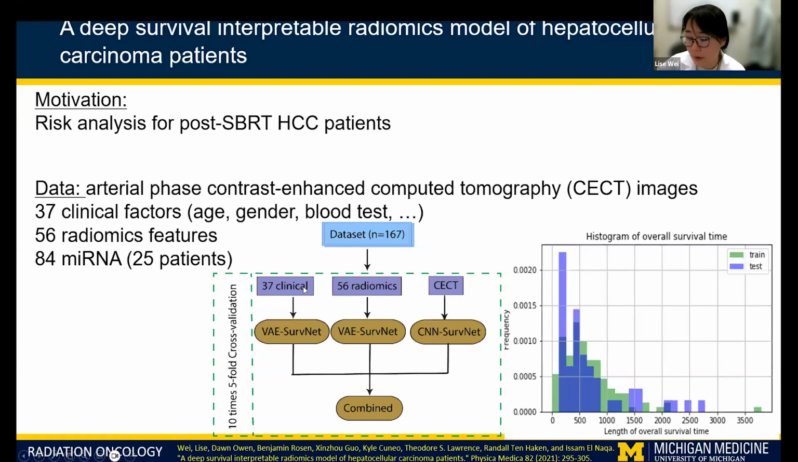We use a variational autoencoder combined with a survival network for each of these different information inputs, and then use this information to make a final prediction for the overall survival. To help evaluate and overcome some of the overfitting issue, we use 10 times 5-fold cross-validation. This just shows the histogram of overall survival time for the patients. As we can see, the median is about 500 days.